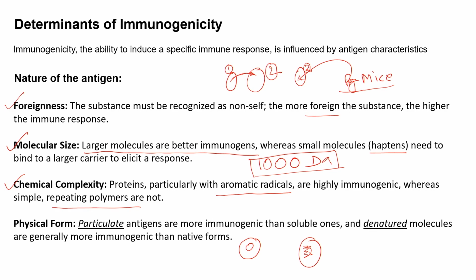I'll just quote an example here. We all know cellulose. Cellulose is a polymer of glucose molecules. Cellulose is largely non-immunogenic in nature unless we see some variation of cellulose.